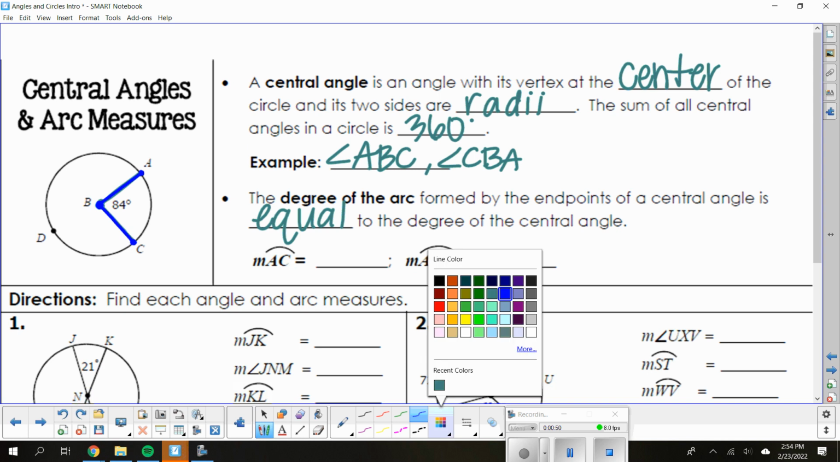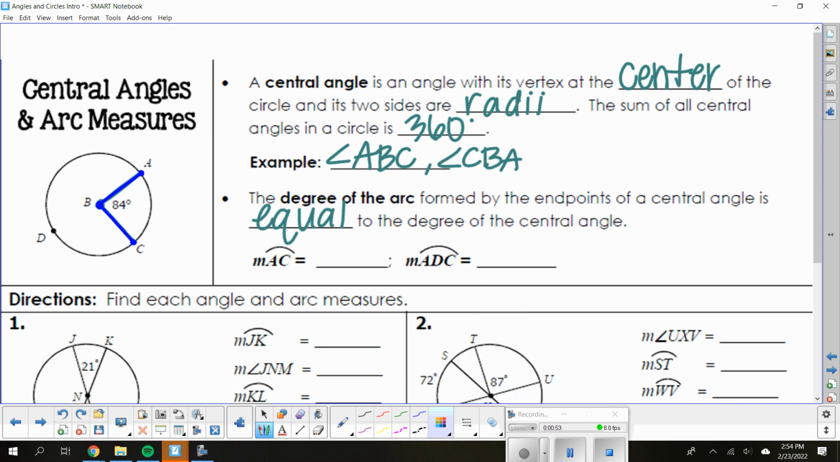The degree of the arc formed by the endpoints of the central angle. So if I go from the endpoints of my central angle, one of those is A, the other one is C. So my arc is going to be this AC right here. Those are going to be equal. So the central angle measure and the arc connected by those two endpoints, if you think of it as a Pac-Man and that angle is opening up and meeting the arc, those are going to be equal to each other. So since my angle is 84 degrees, that arc from A to C is going to also be 84 degrees.